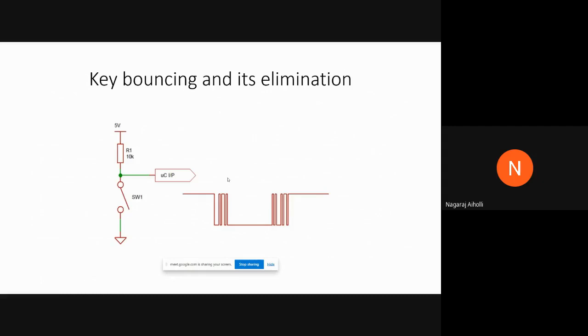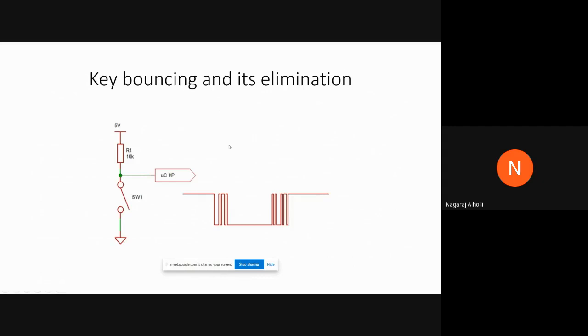Key bouncing is nothing but whenever any key is pressed on the keyboard or keypad, that key bounces many times before it comes to its stable state. This is indicated by the waveform here. So it is bouncing many times before it comes to the stable state. This is called the key bouncing effect.